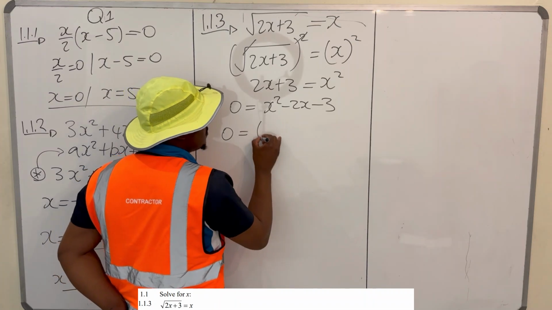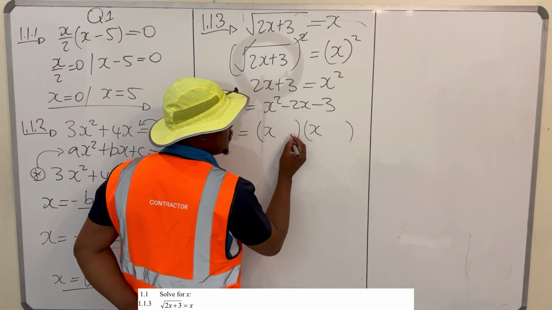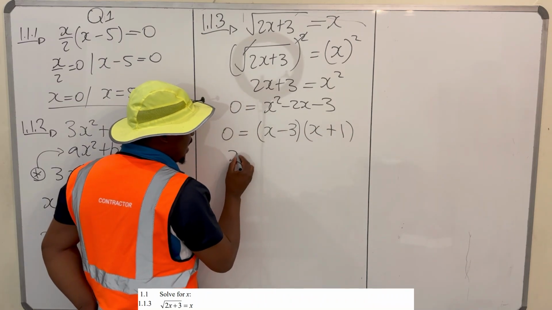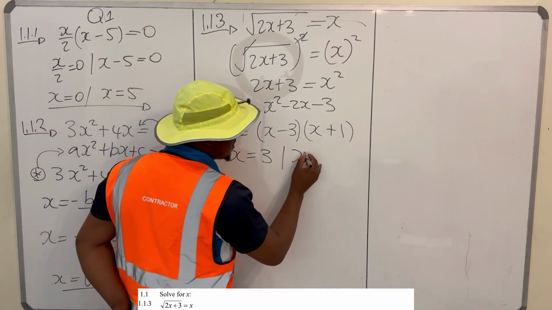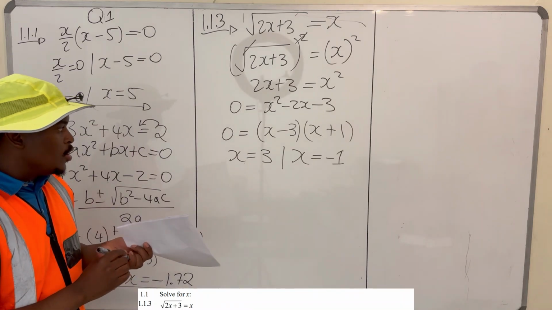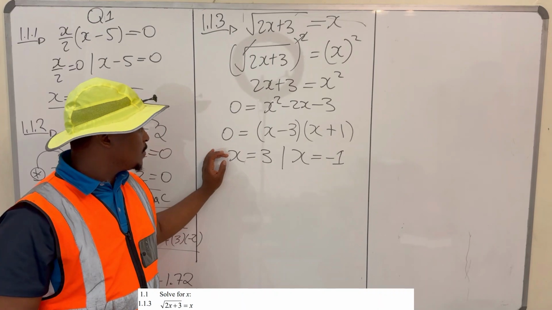0 is equal to... you can say you have x here, x here, 3, 1, minus, plus. So your x is equal to 3, or your x is equal to minus 1. That's what you have. So after doing this, you must check these values and see if they are correct.